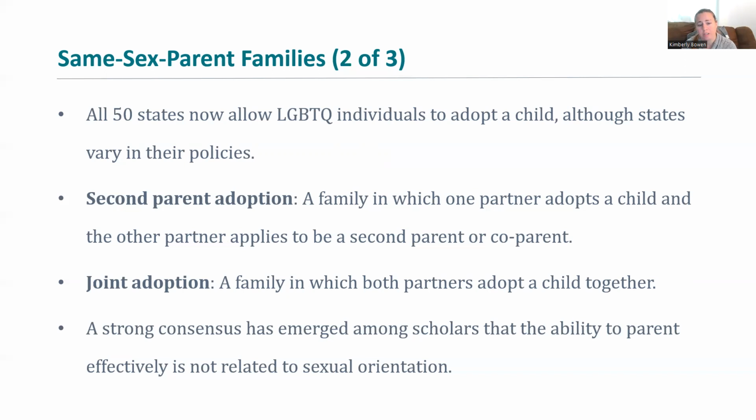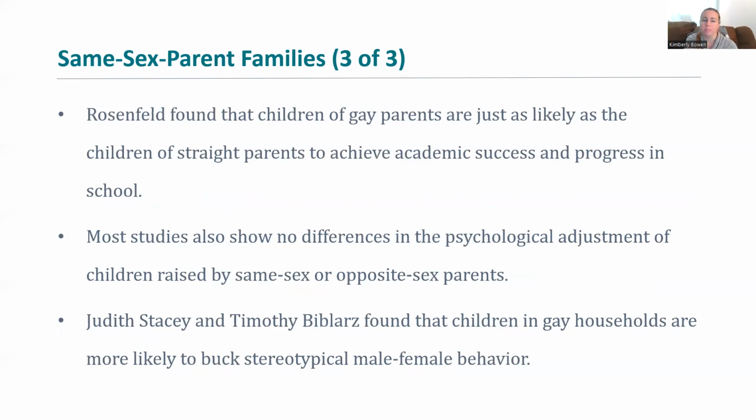Second parent adoption is when a family in which one partner adopts a child and the other partner applies to be the second parent or co-parent. And then you have joint adoption, which is when both partners adopt a child together. A strong consensus has emerged among scholars that the ability to parent effectively is not related to sexual orientation. Rosenfeld found that children of gay parents are just as likely as children of straight parents to achieve academic success and progress in school. Most studies also showed no differences in psychological adjustment of children raised by same-sex couples.